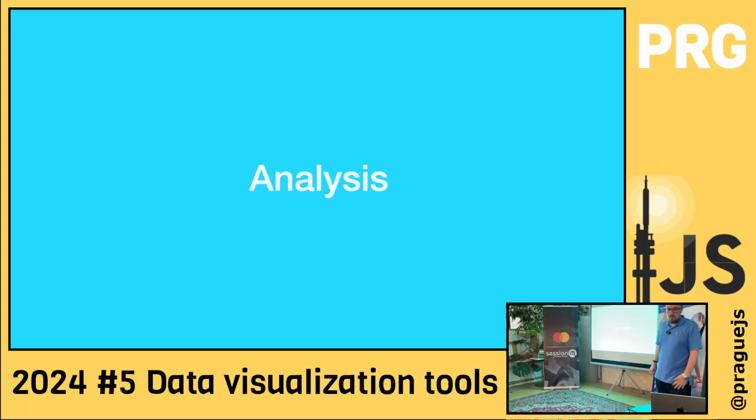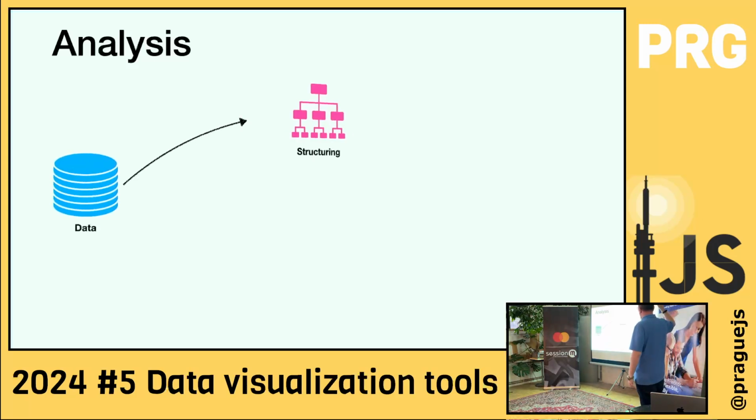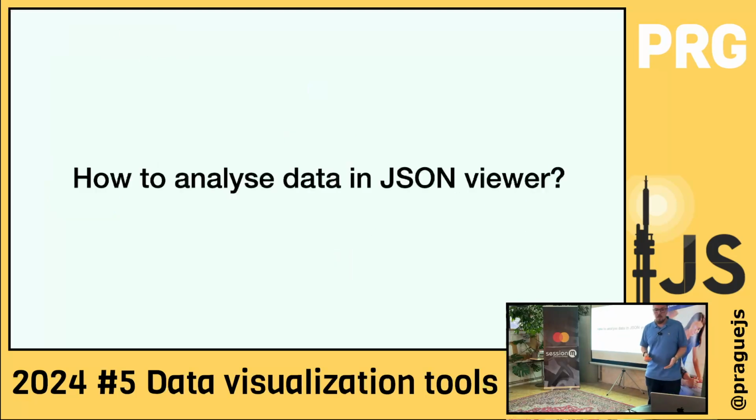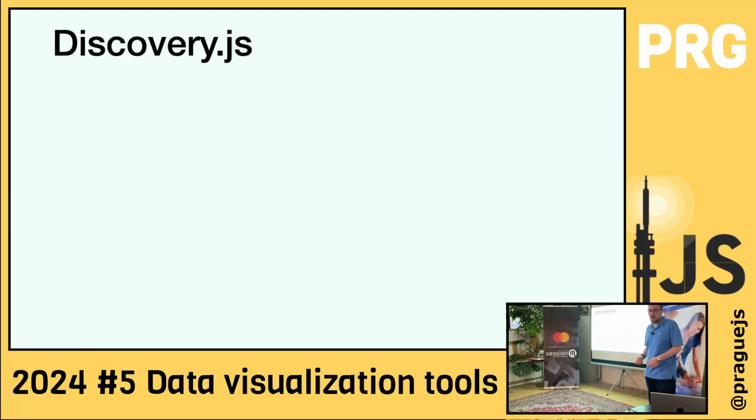Thanks. Okay, analysis. What is analysis? First you have data. You structure this data. You get some visualizations and gain some insights from this data. That's the process of analysis. But how to analyze data in the JSONViewer? Is it somehow possible? Of course, it's possible when you're using Discovery.js. Yeah, I'm going to be selling this product here on every slide.